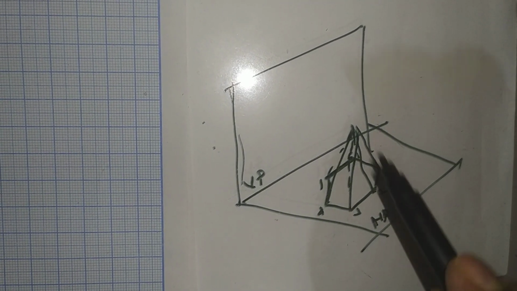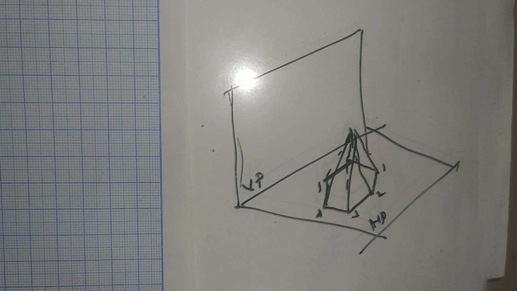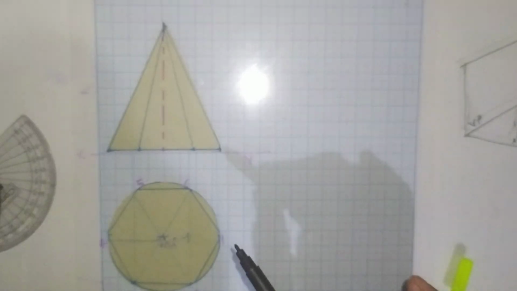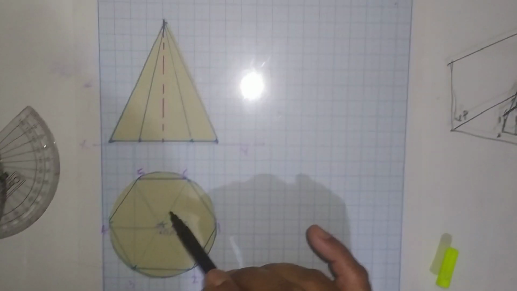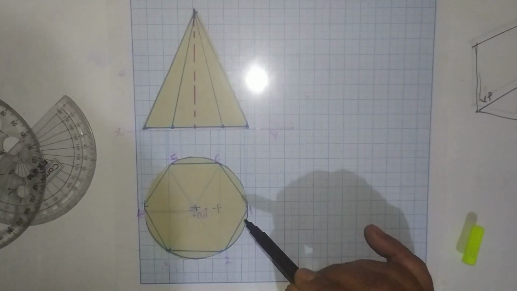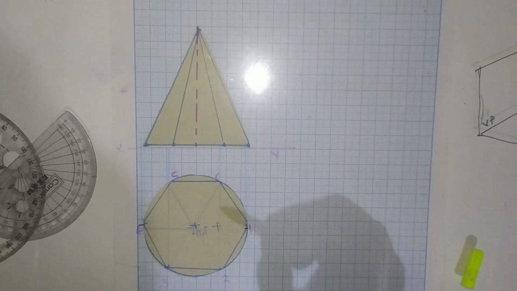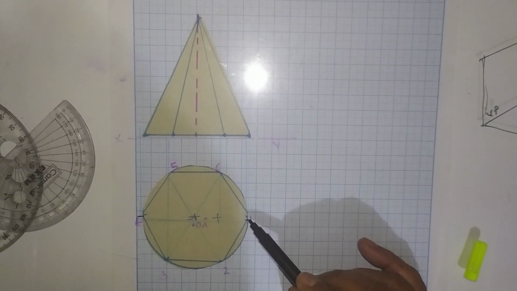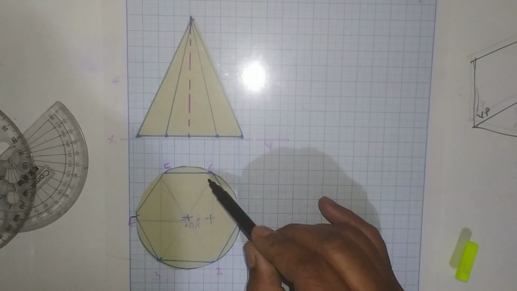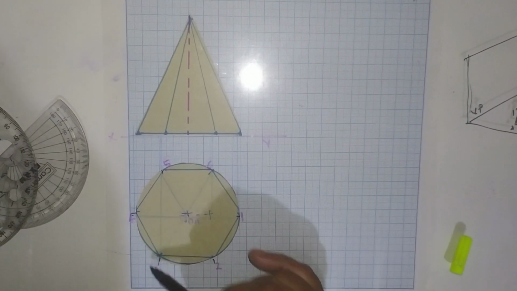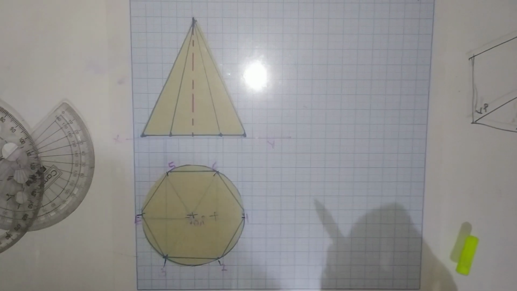First you have to draw the top view. Here I have drawn the hexagon. How to draw the hexagon? First draw a circle of radius 30 mm. Draw the two center lines. Here we want a corner, so we keep the pointer of the compass here and cut on either side. Join these lines. 6 points.